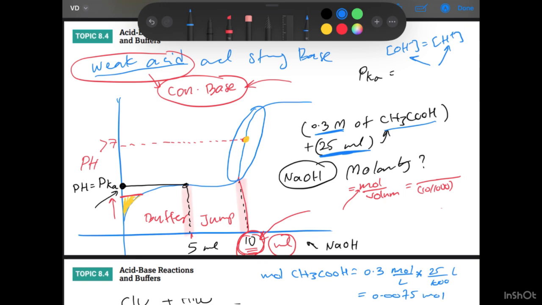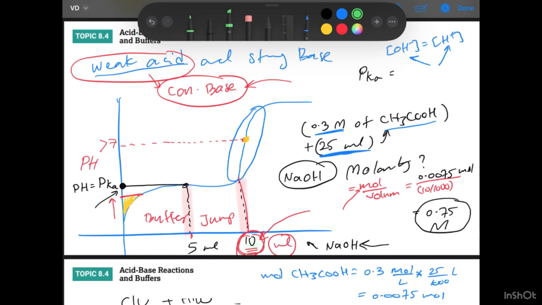And this number is the same as the OH. We can substitute it directly, and we can say it's 0.0075 mole. Okay, and if you just divide it by the volume, the answer is the molarity of the sodium hydroxide, which is equal to 0.75 molar.